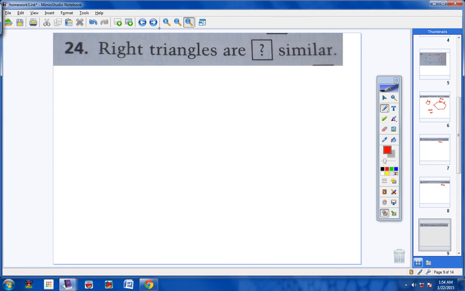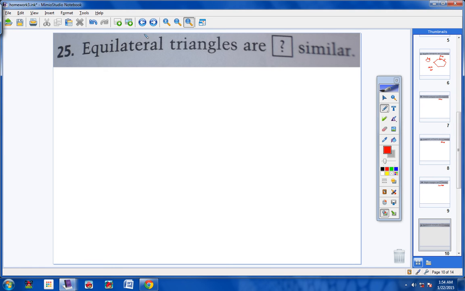Right triangles are similar. Well, obviously that's not always going to be true, because I can draw a right triangle that has, I don't know, 45 and 45. Then I can draw a real skinny right triangle that has 80 here and 10 degrees up here, and they're both right triangles. Remember, for two polygons to be similar, their angles have to be congruent. So, is it possible? Yes, it's possible. So the answer is sometimes. But you can't say always. You cannot say it's always true that if you have two right triangles, that they're similar.